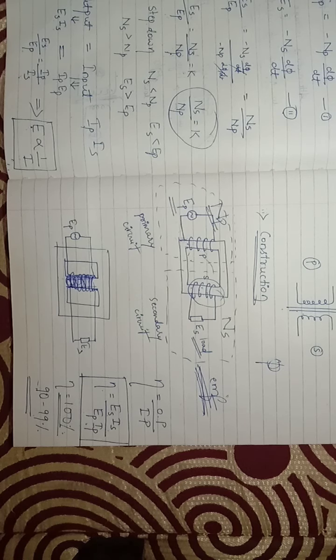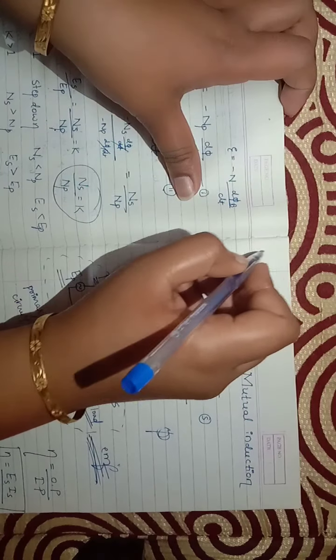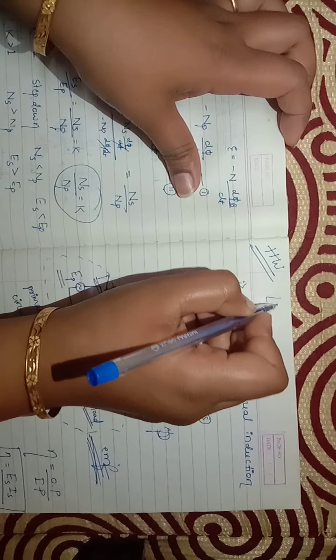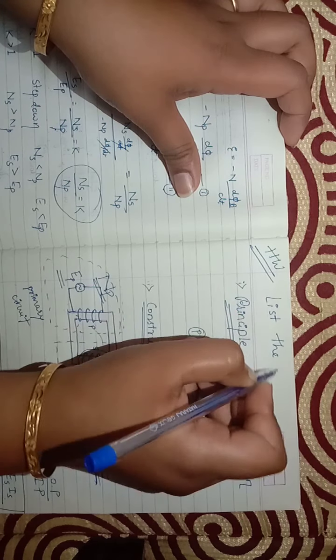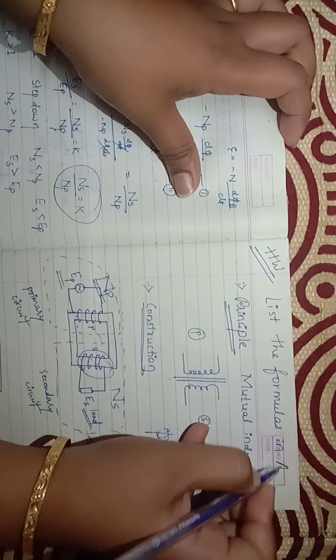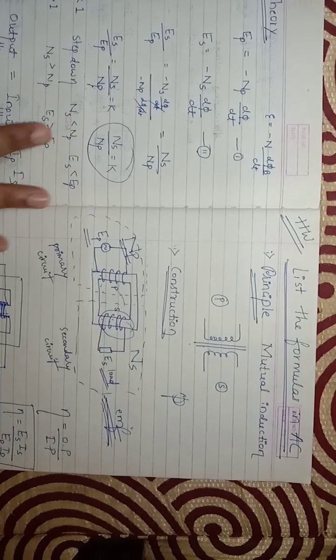In the next class I will discuss the energy losses in the transformer, and we will discuss some problems. The exercise today I am giving you is homework: list the formulas in the alternating current chapter. List the formulas in the alternating current chapter.